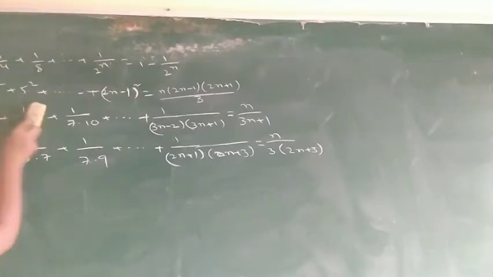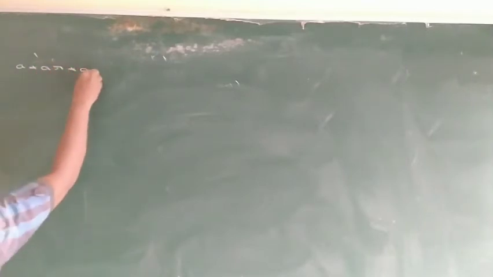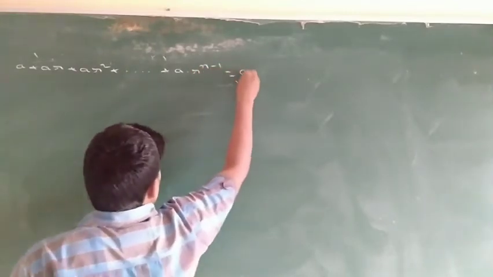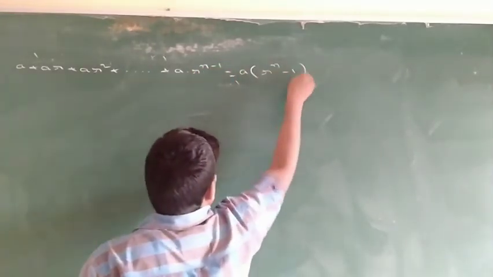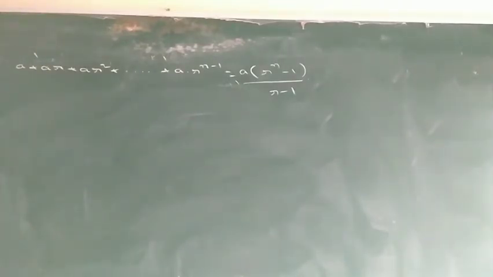Okay, next, in your textbook problems, same model. So, next last problem, problem number 12. Prove that a plus ar plus ar square plus and so on plus a into r power n minus 1 is equal to a into r power n minus 1 by r minus 1. This is the problem.